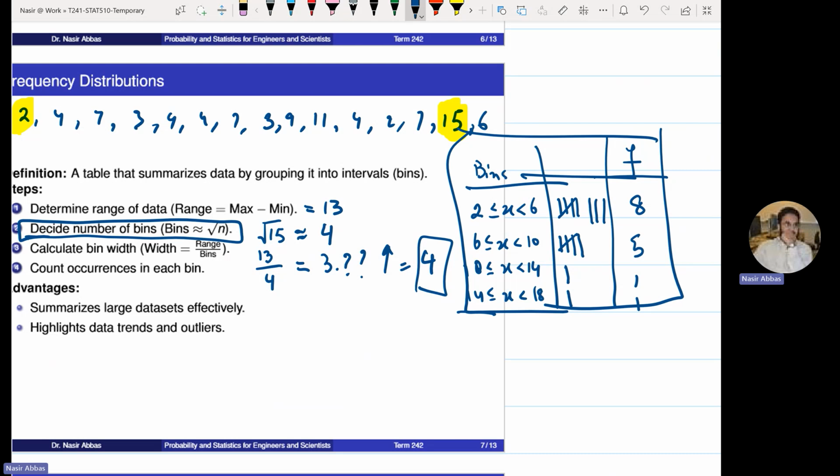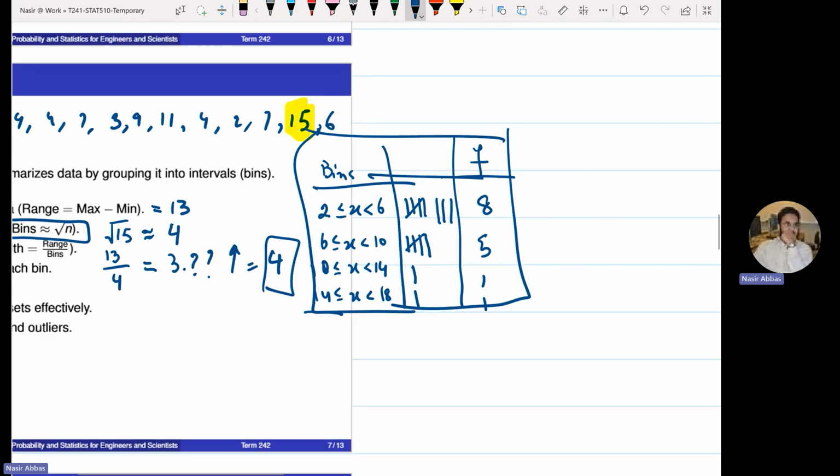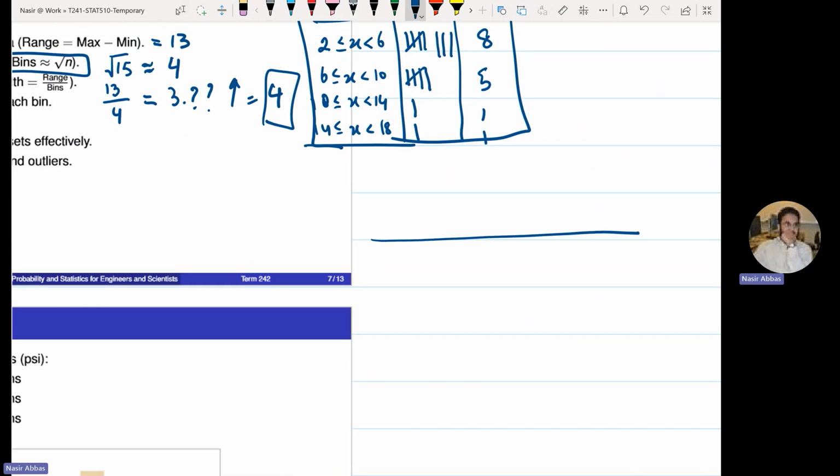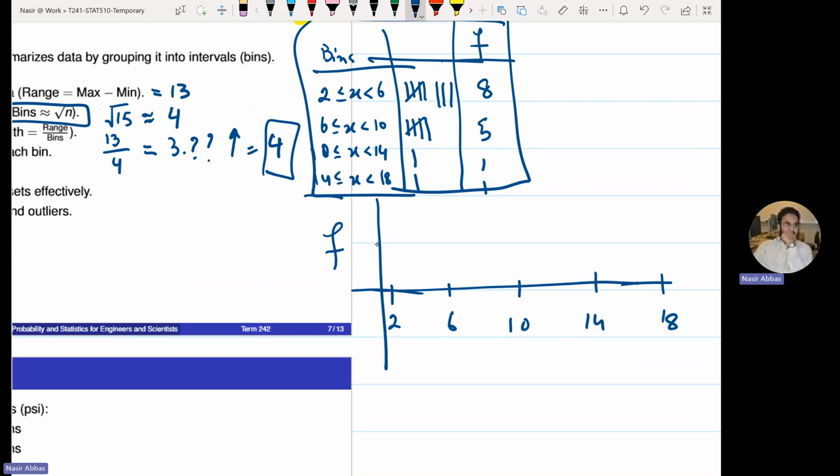From this frequency distribution, you make a histogram. How do you make a histogram? You take the bins on the x-axis. There is 2, 6, 10, 14, and 18, right? And the y-axis will be the height of the frequency of each class. So what is the frequency of the first class? From 2 to 6, you have 8 values, then 5 values, 1 value, 1 value, and this is called a histogram.